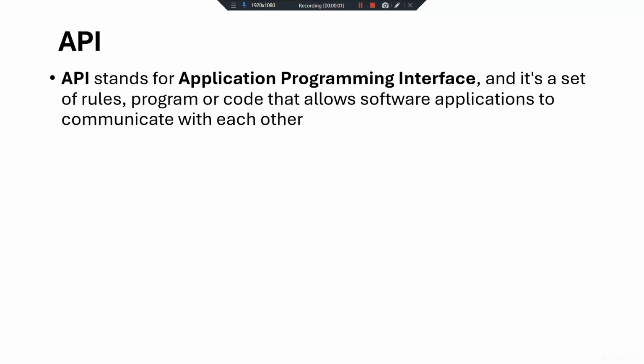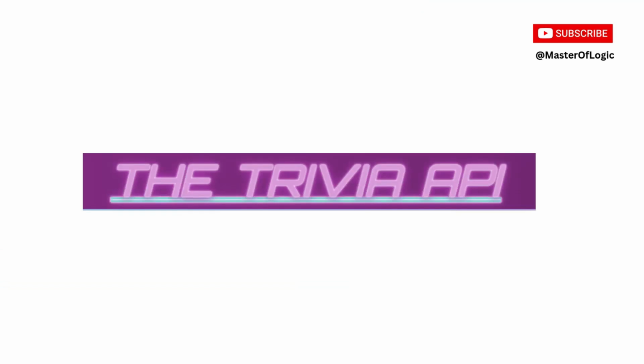An API stands for Application Programming Interface. It is a set of rules, program, or code that allows software applications to communicate with each other. A sample API we will be exploring in this video is the Trivia API.